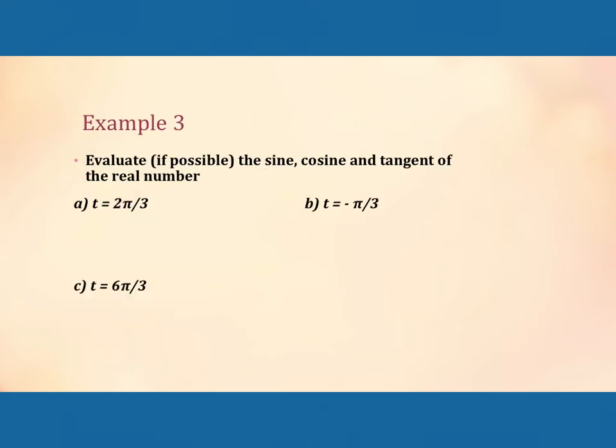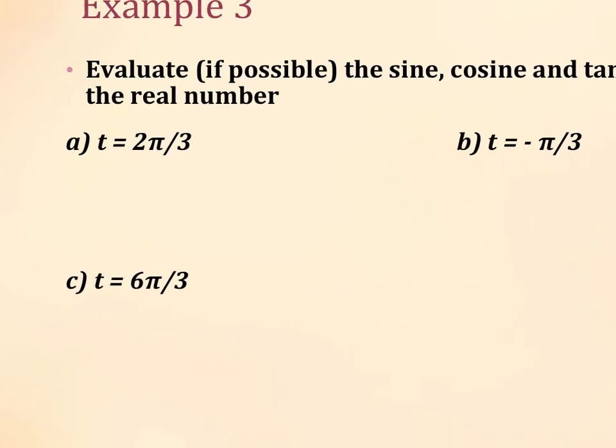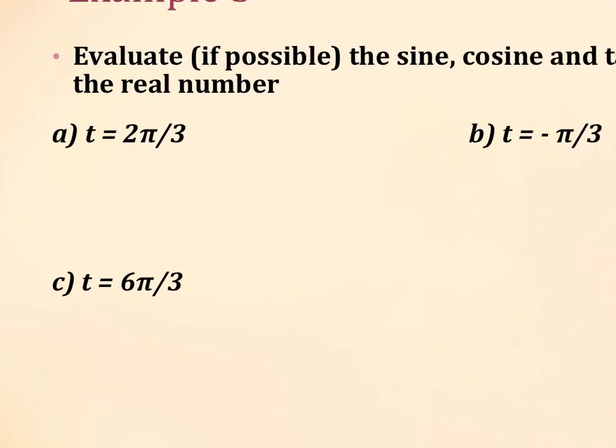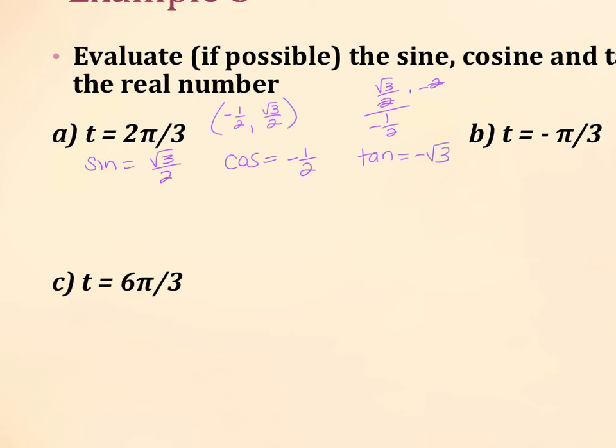Now take that even one step further and find the coordinate point, then find the sine, the cosine, and the tangent of that coordinate point. So we just did 2 pi over 3. We said this was negative 1/2 and root 3 over 2. So my sine is the y value, root 3 over 2. My cosine is the x value, negative 1/2. And the tangent is root 3 over 2 over negative 1/2, or root 3 over 2 times a negative 2, which is negative root 3.